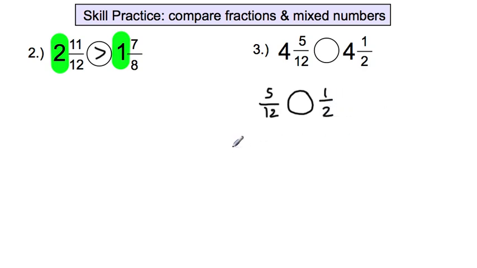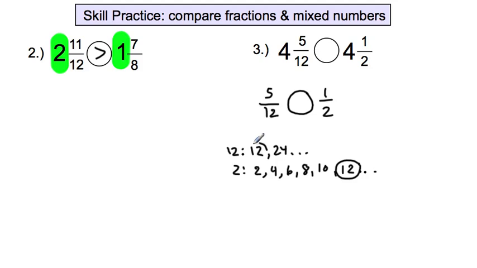All right, so number 1, finding common denominators. Least common multiple, 12, 24, and so on. For 2, it's 2, 4, 6, 8, 10, 12, and so on. And I see that we have a common multiple here. That's going to give us our new denominator. So we can convert each one of these to a fraction with a denominator of 12.